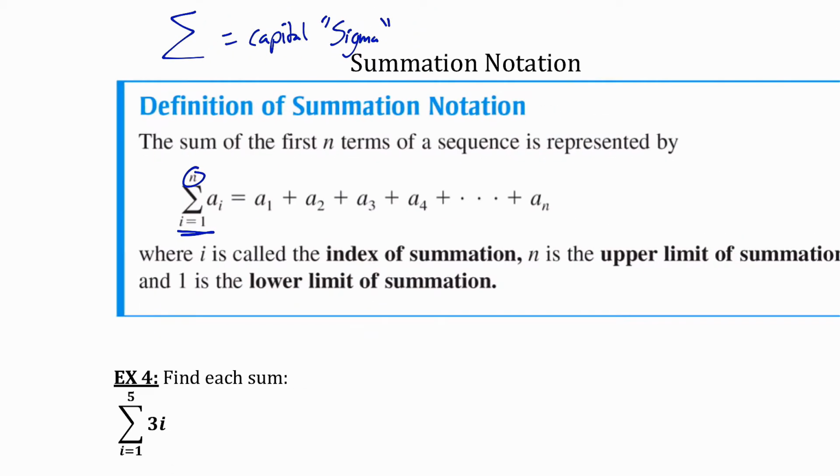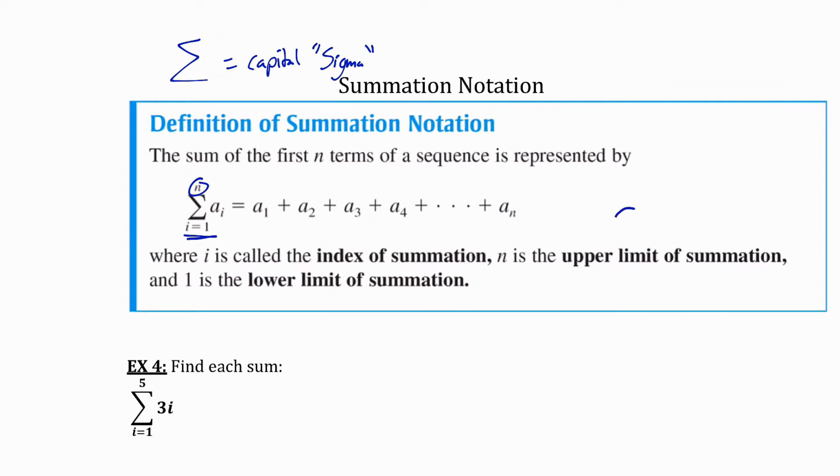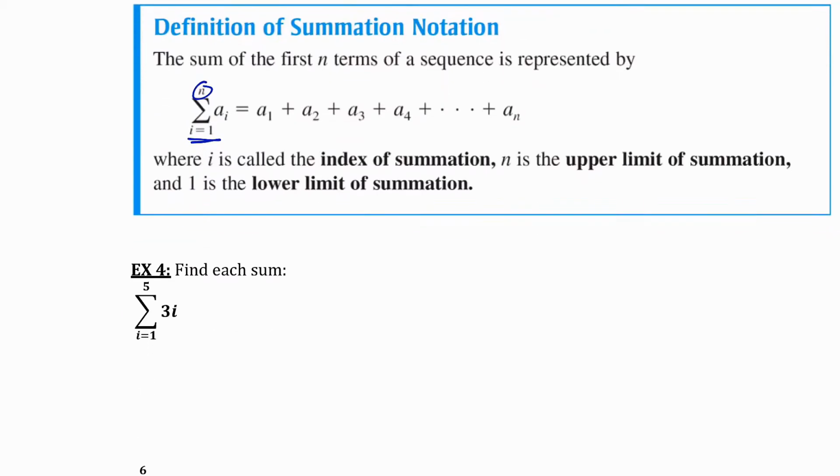So again, i is the index of summation, n is the upper limit where you're stopping, and 1 is the lower limit of the summation. In other words, what is the first number that you're plugging in?